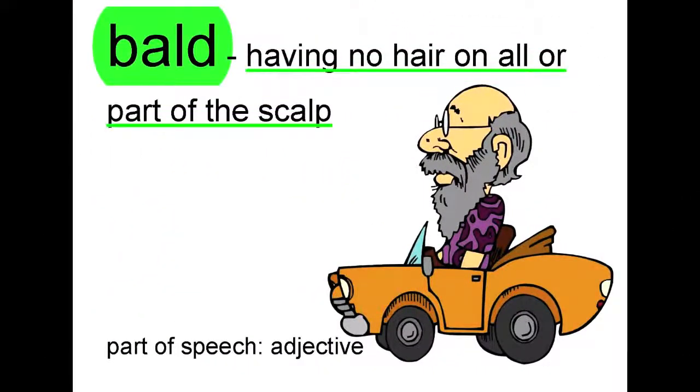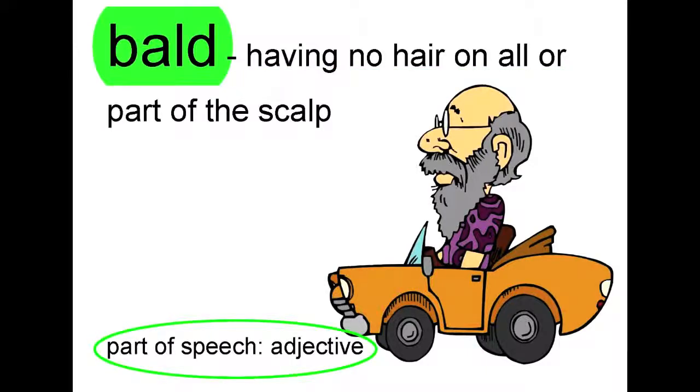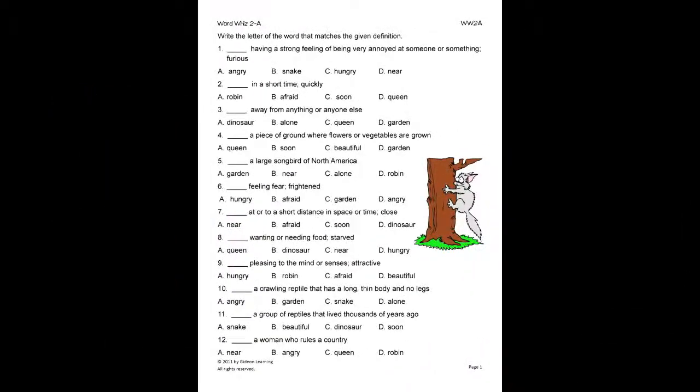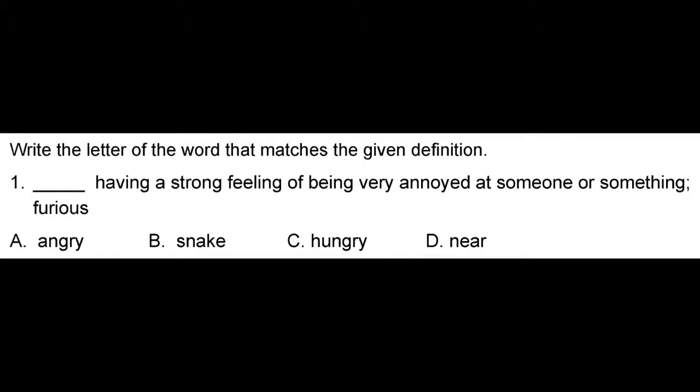Bald. Having no hair on all or part of the scalp. Part of speech is adjective since bald is a describing word. On this exercise, the student will write the letter of the word that matches the given definition. Let's do number 1, for example. First, read the given definition. Having a strong feeling of being very annoyed at someone or something, furious.